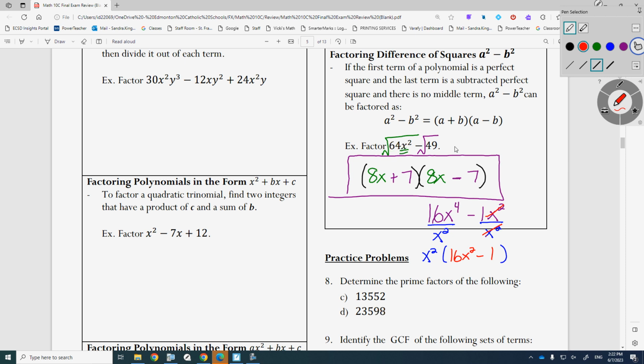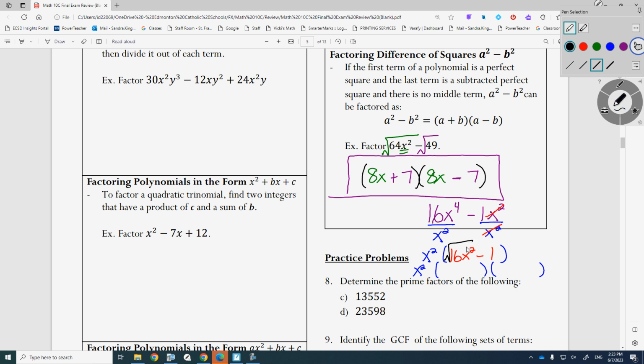Izzy, what would you do? Yes, this would be a difference of squares. So let's bring down that x squared. Okay, that was one of my factors. But then always look at this bracket and say, can I do something further? And I could take a difference of squares here.